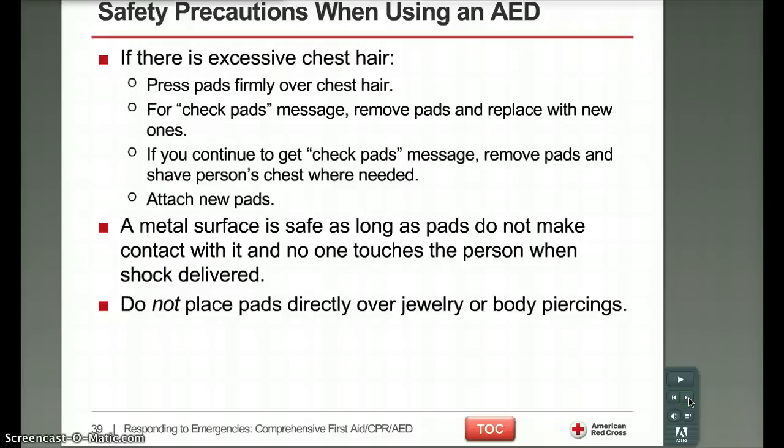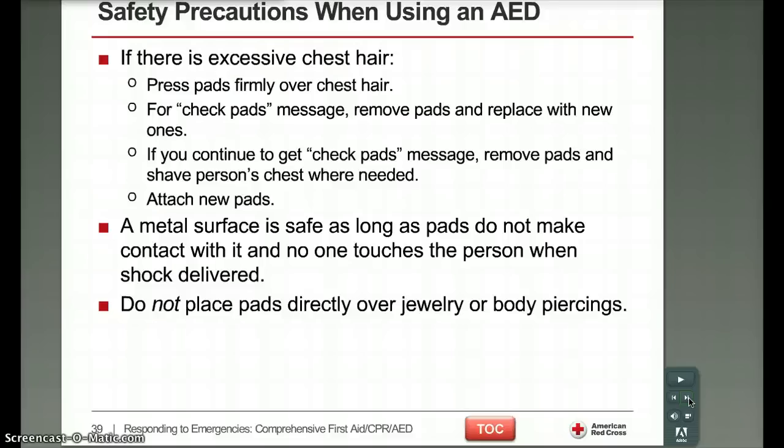So once again, we use an AED on anyone who is unconscious and they're not breathing. More often than not, CPR has already been started. As soon as the AED is going to arrive, we want to stop CPR. We want to get the AED going, allow the AED to analyze the victim, and follow any prompts.